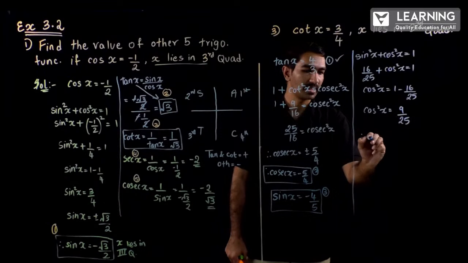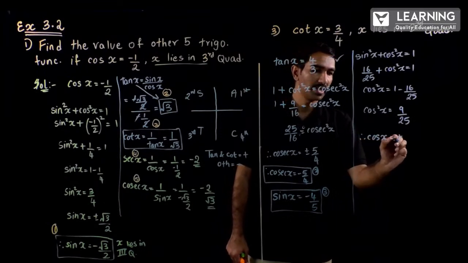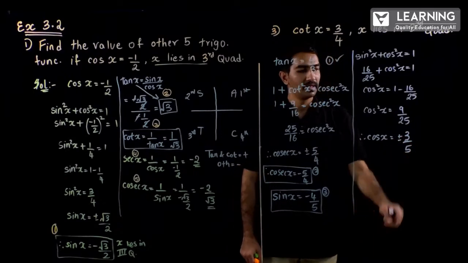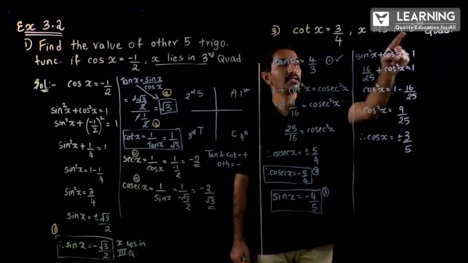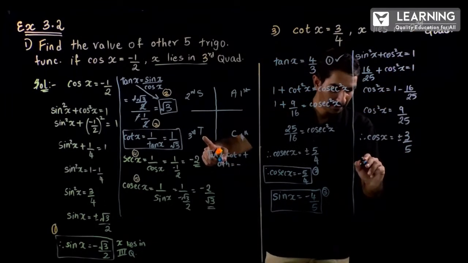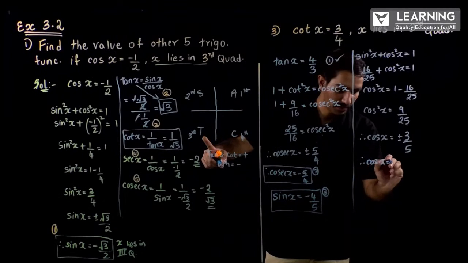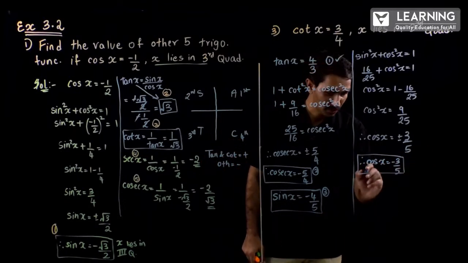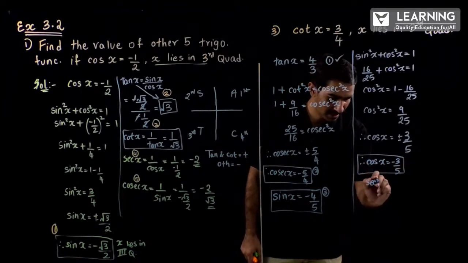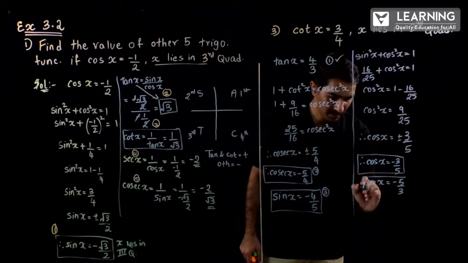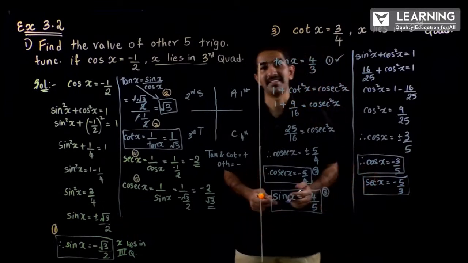So therefore what is cos x? Cos x will be plus or minus 3 by 5. X is lying in which quadrant? X is lying in the third quadrant. What is cos in the third quadrant? Cos is negative. So therefore cos x is equal to minus 3 by 5 is the right answer, because x is lying in the third quadrant. That reason you have to write it here. So once we get cos x, secant x is easy, right? Inverse of cos, minus 5 by 3, and this will be our right answer.